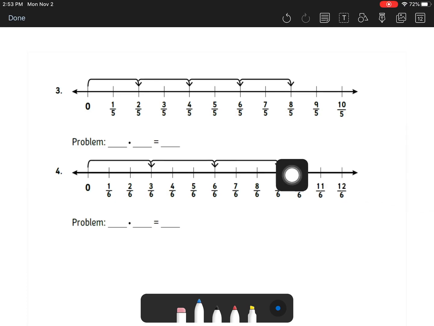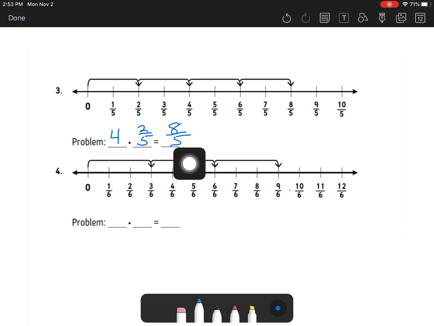Okay, more of the same here. So 1, 2, 3, 4. We multiplied 4 times. What was it that we multiplied? 2/5. And what did we end up at? 8/5. Okay, 4 times 2 is 8, and keep the denominator of 5.